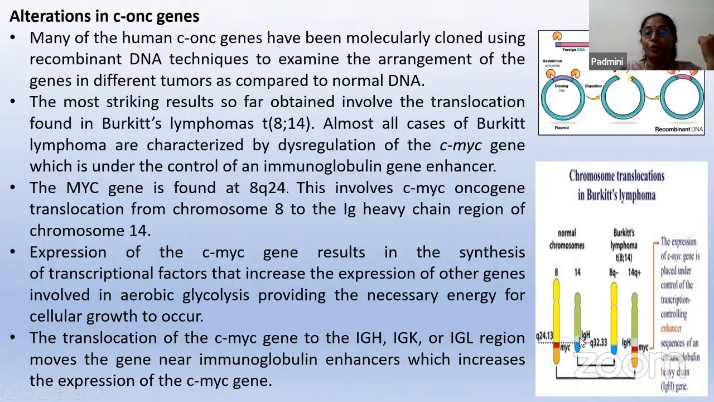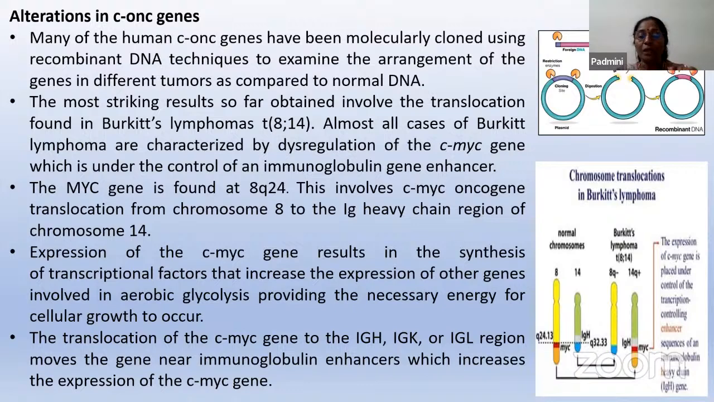So, immunoglobulin gene enhancer. What is happening? The MYC gene is found at 8q24. What do you mean by 8? 8 stands for chromosome number 8. Q stands for the long arm. Your chromosome has 2 arms, a P arm and a Q arm. The P arm is the short arm, the Q arm is the long arm. So on the Q arm, at the 24th point, there is the MYC gene.